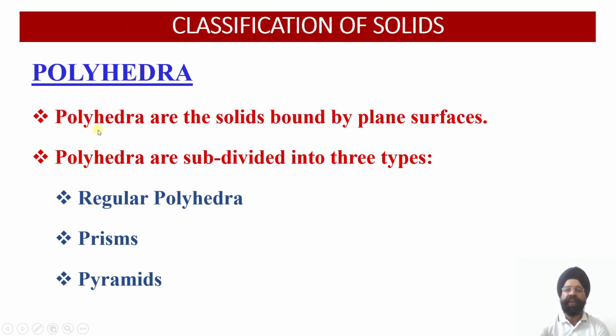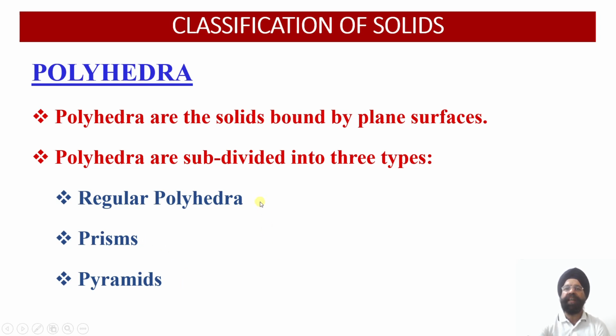Polyhedra are the solids which are bound by plane surfaces. Any solid which is bound by plane surfaces will be called a polyhedron. And polyhedra can be further subdivided into three categories. The first category is the regular polyhedra, the second is the prism, and the third is the pyramid.